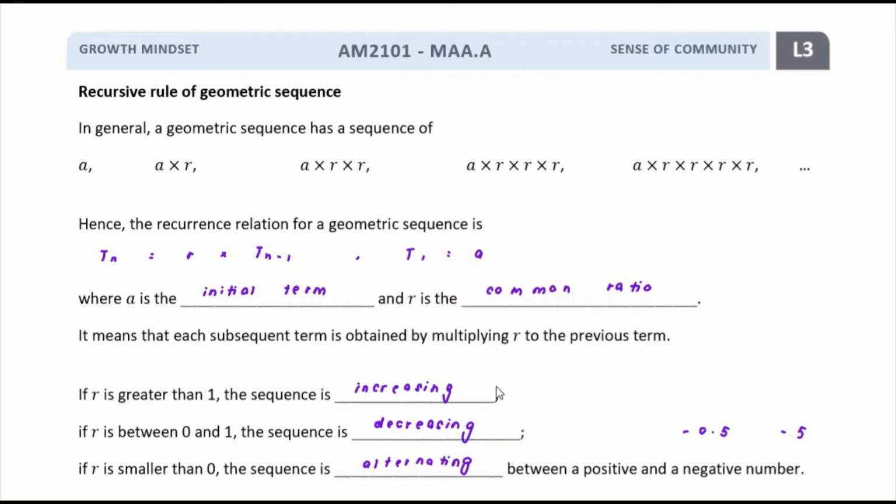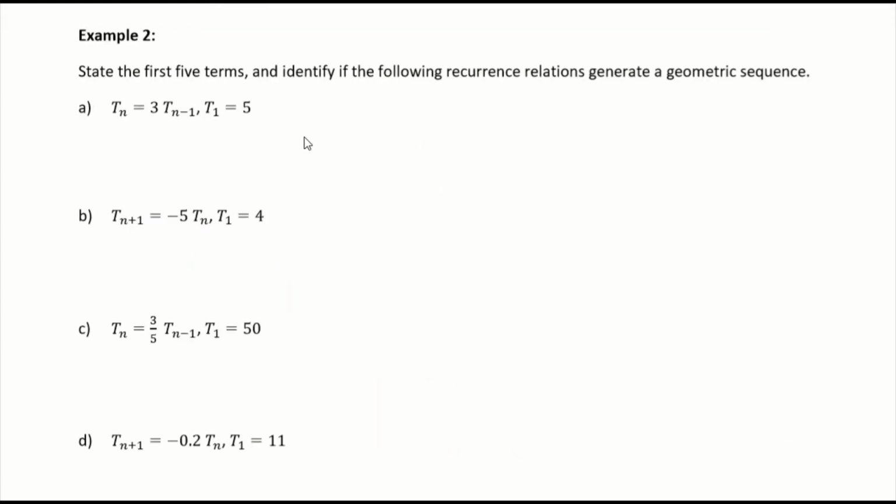Okay, so you can actually look at this idea in a much clearer way when we talk about the graphical form for arithmetic sequence and geometric sequence when we move on to the future lesson. Okay, so now let's move on to example 2. Example 2: state the first 5 terms, and identify if the following recurrence relation generates a geometric sequence or not.